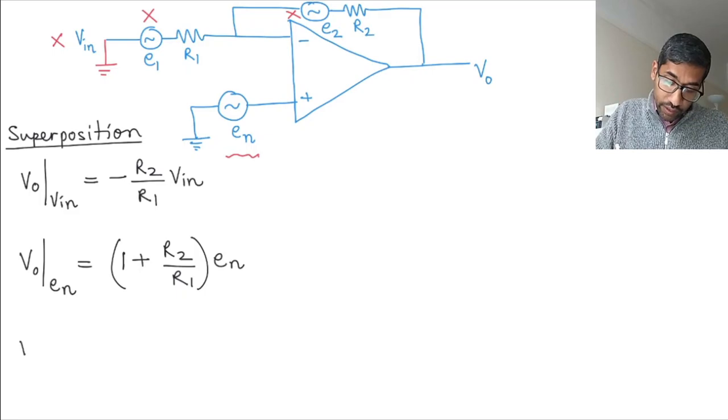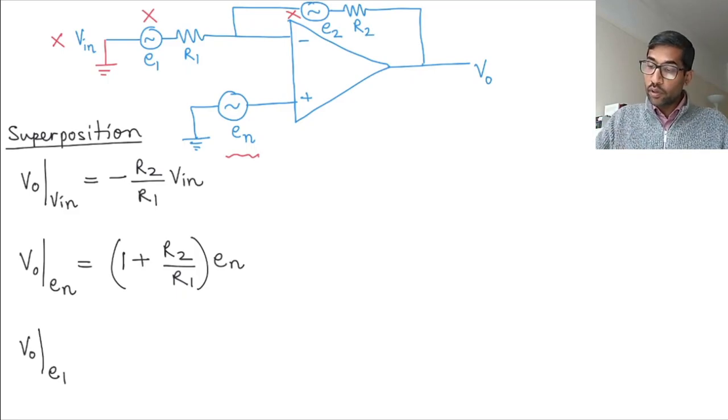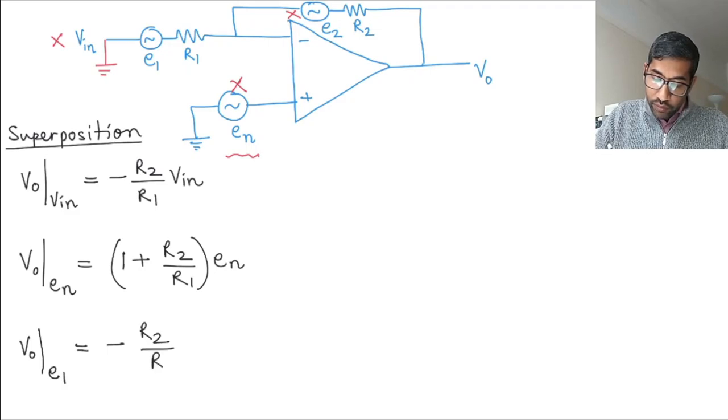Now let's calculate the noise Vout because of E1. In this case, we are going to make En equal to 0, not consider it, and of course we are considering only E1. What's the noise in that case? E1 behaves like a source, and basically you have the same gain of minus R2 over R1, right? So I can write the voltage output as minus R2 over R1 times E1.